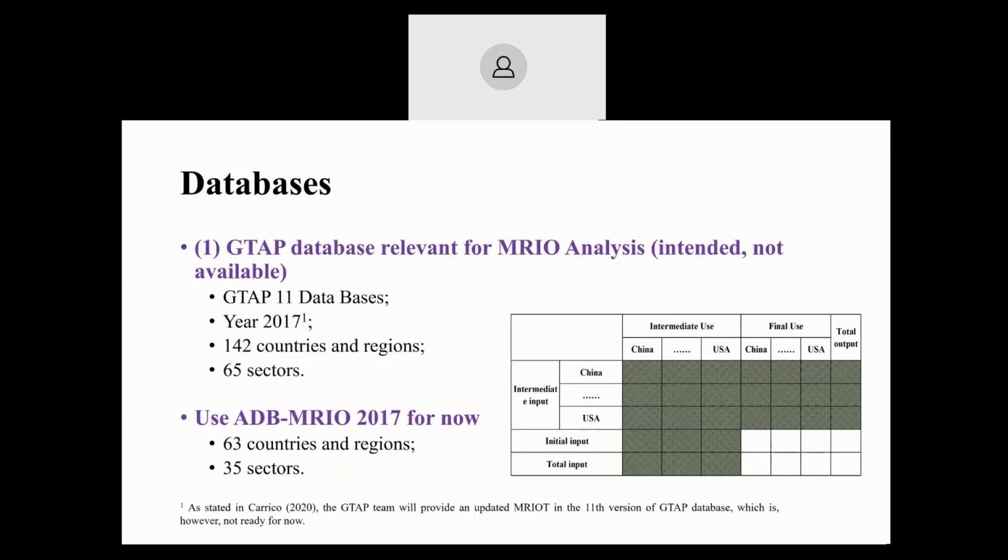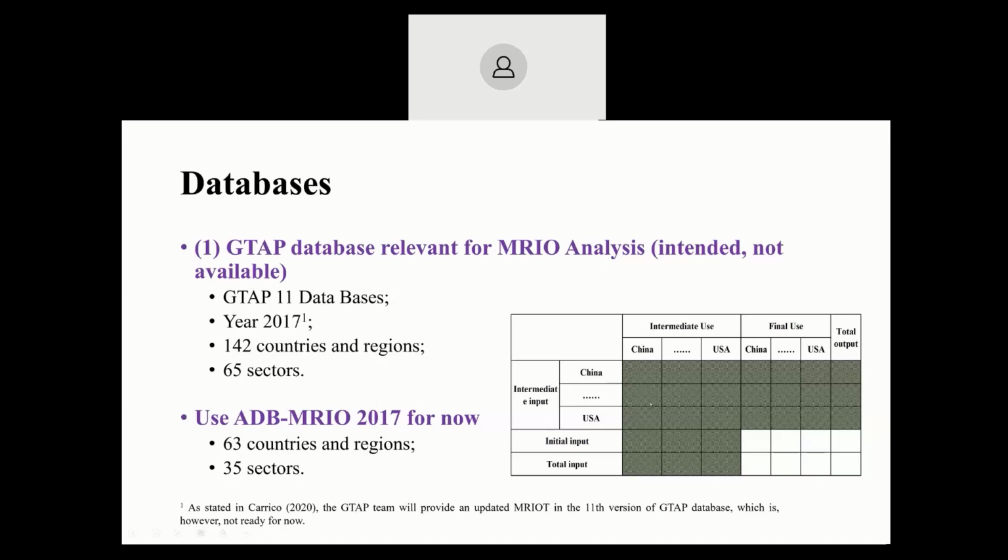Here are the databases we used in this research. We actually planned to use the GTAP MRIO for the year 2017 from its 11 databases. It provides 142 countries and regions as well as 65 sectors. But it's a pity that this data set is not currently available. So, in order to build the framework of the work, we are currently adopting the MRIO from the Asian Development Bank. It's also for the year 2017 and includes 63 countries and regions and 35 sectors.